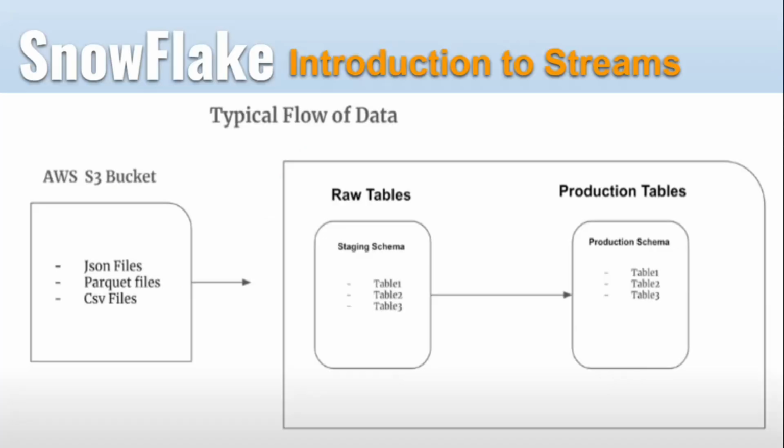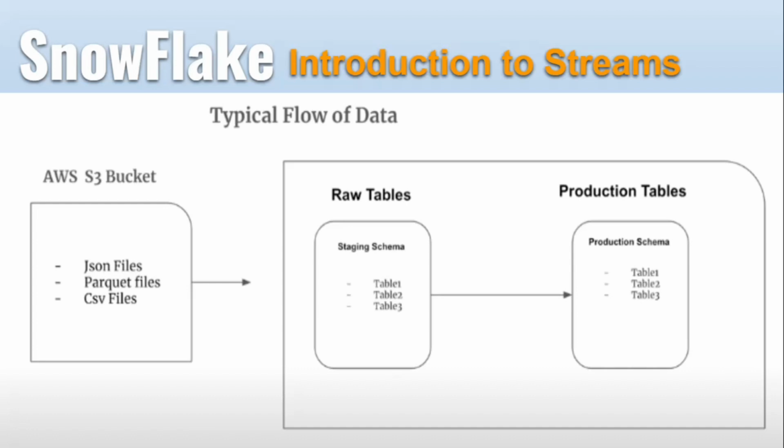So a typical flow of data in any data warehouse looks something like this. You upload your data into your AWS S3 bucket, and from the S3 bucket, it moves into your raw tables, which are also known as a staging area. And then from the raw tables, the data moves to your production tables, which is basically a structured table.